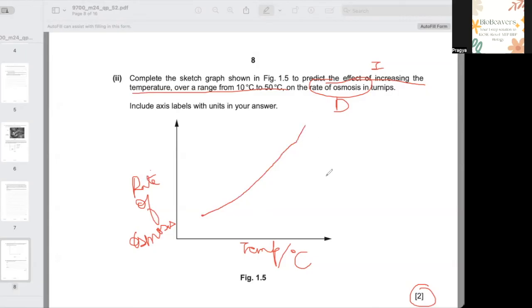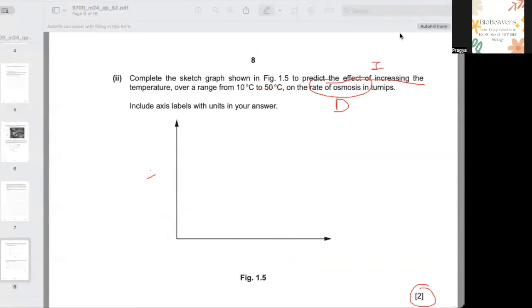This is how your graph is supposed to look like. A very simple graph, not too much work. As the temperature is increasing here, so is the rate of osmosis. No dent, as you can see here. Please make sure it's a straight line. Do not do this mistake. And very easy to score 2 marks. A very fixed question. You should remember which side are the axes, independent, dependent. Please make sure before you are going for paper 5, you have that clearly done with you.